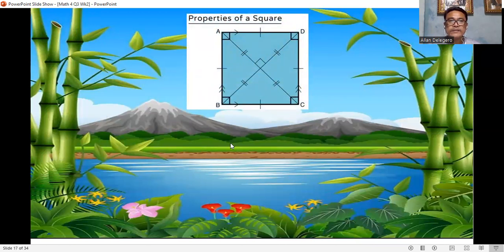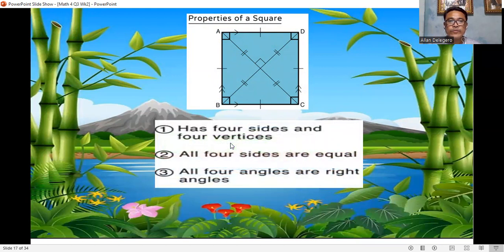Square. A square has 4 sides and 4 vertices. 1, 2, 3, 4. All 4 sides are equal. 1, 2, 3, 4. All 4 angles are right angles, measuring 90 degrees.